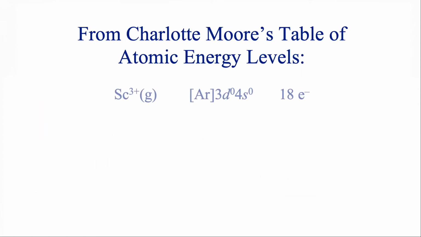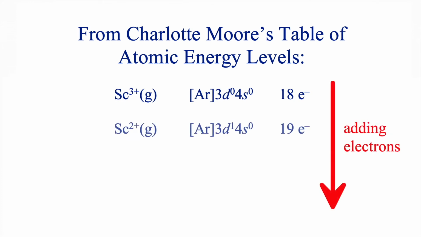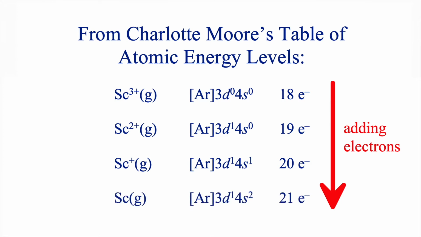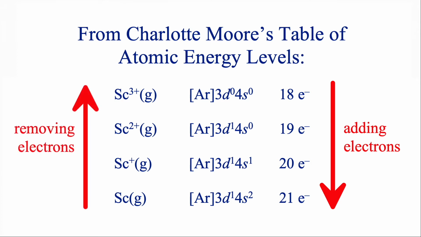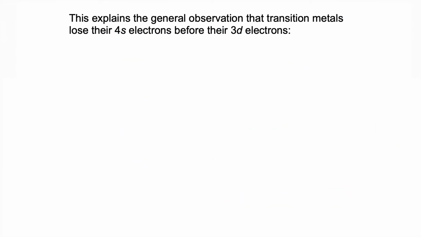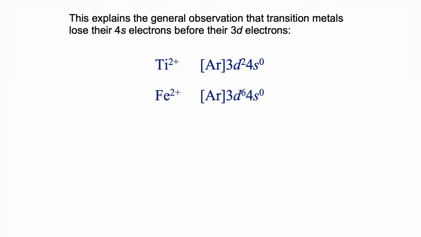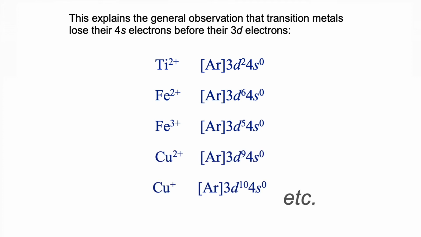The literature shows the scandium 3 plus ion is 3d0 4s0, the scandium 2 plus ion is 3d1 4s0, the scandium plus ion is 3d1 4s1, and the gas phase atom is 3d1 4s2. So as we come down, we are adding electrons. As we go up, we are removing electrons. This explains the general observation that transition metals lose their 4s electrons before their 3d electrons. So titanium 2 plus is 3d2 4s0, Fe2 plus is 3d6 4s0, etc.